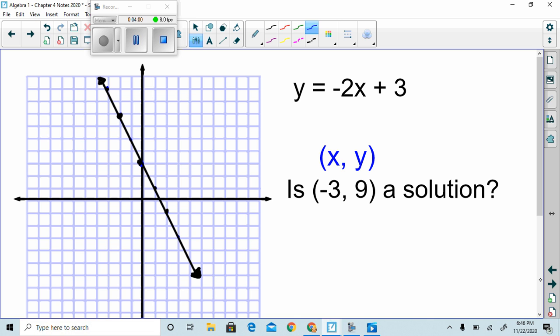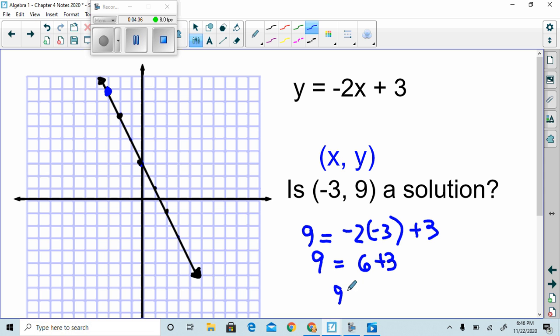Let's just do one more. Here's a line that's been graphed for us. If we were to check it algebraically, we would substitute in 9 for y and negative 3 for x. And then we'll simplify. We can also do the check by going over 1, 2, 3 and up 1, 2, 3, 4, 5, 6, 7, 8, 9. Looks like it's a point on the line, but let's follow through on the algebraic end.